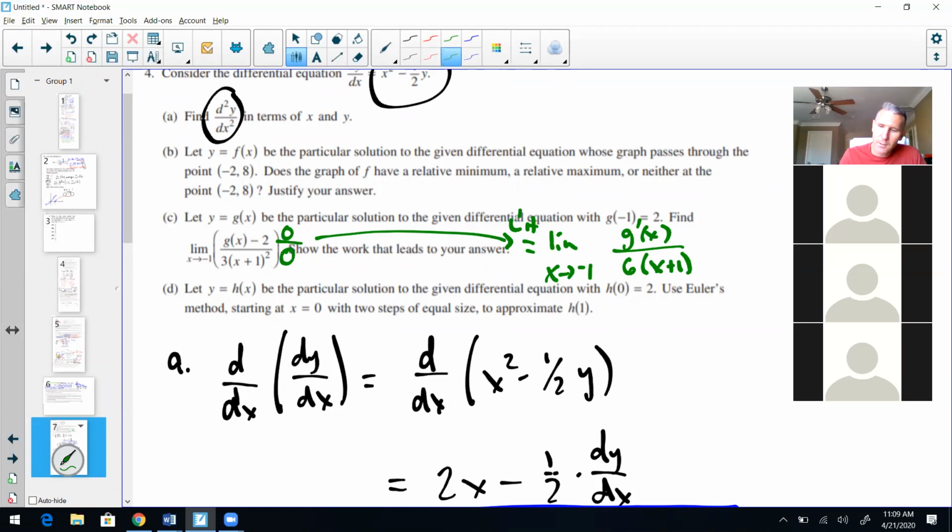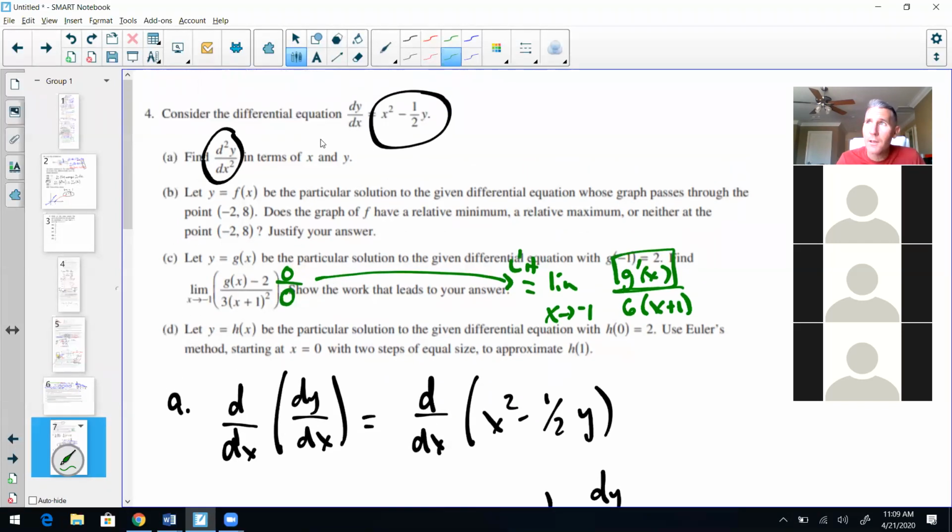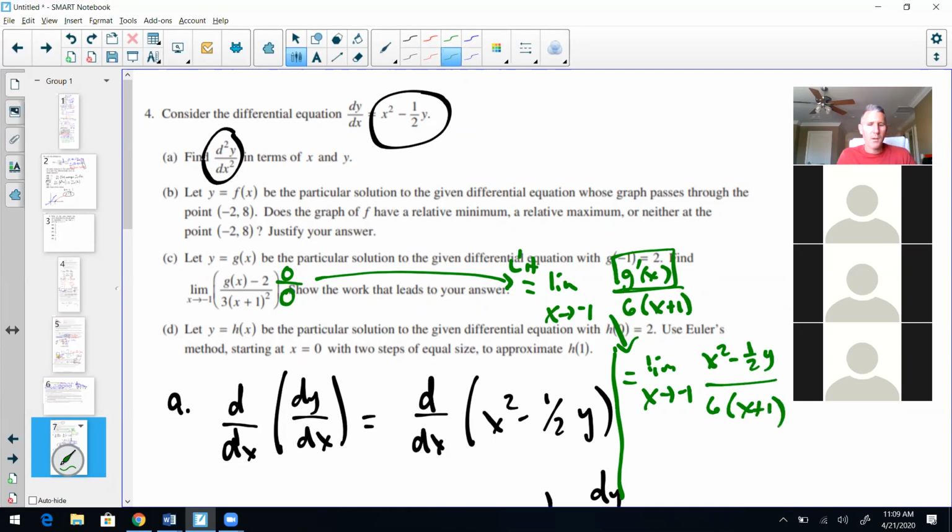Okay, now, g prime of x. Well, how am I supposed to know what that is? Well, remember, g of x was the solution to this differential equation. So that means that g prime of x is equal to that. So really this thing is equal to the limit as x approaches -1 of g prime of x, which is x squared minus 1/2 y, over 6 times x plus 1. Okay.